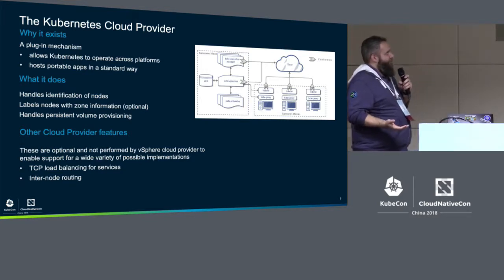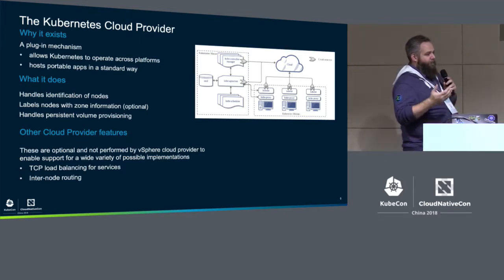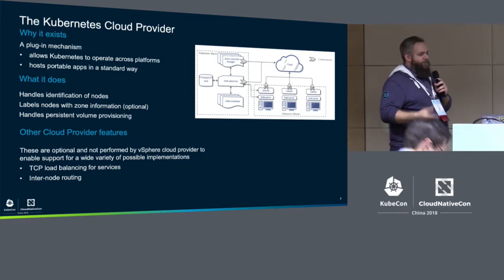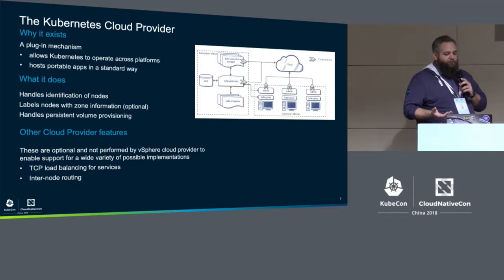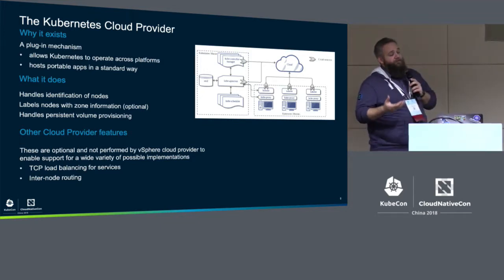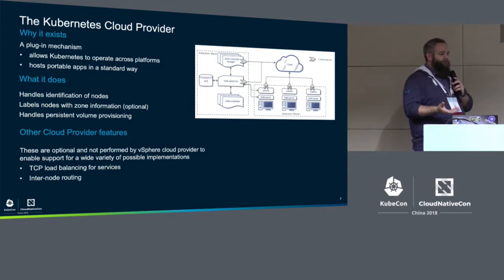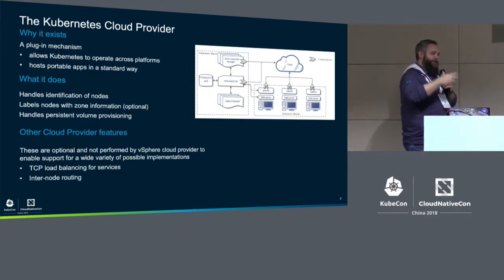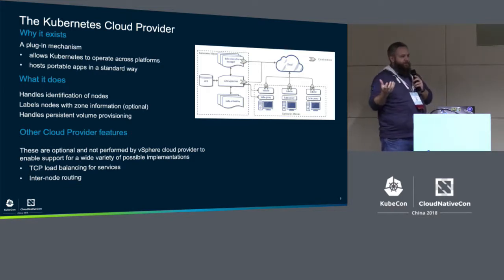So the Kubernetes cloud provider, we're now talking the in-tree cloud provider, the code that is still part of Kubernetes core, allows Kubernetes to operate on various platforms. In our case, the cloud provider we're talking about is for vSphere. It's basically handling the identification of the Kubernetes nodes on the platform itself, which in this case is vSphere. So the cloud provider reaches back to vCenter or to the individual ESX host and associates the UID of the VMs that are running Kubernetes back to the Kubernetes clusters themselves.